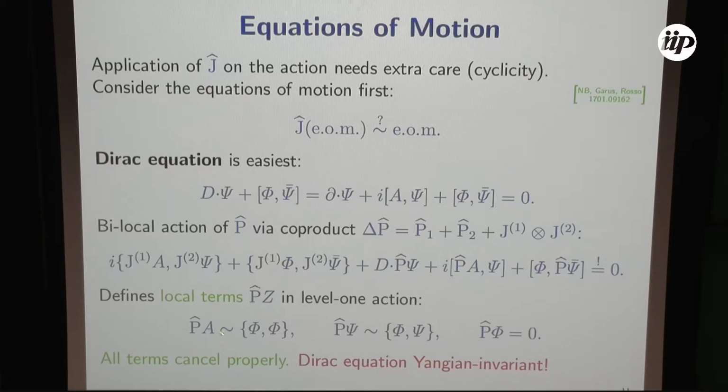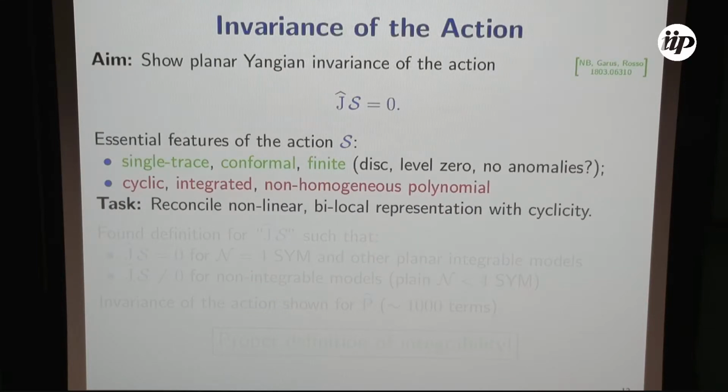So p hat on a gauge field would give you an anticommutator of scalar fields and so on. And if you substitute the right coefficients and the right combinations here, you'll actually get 0. So in that sense, all terms cancel properly, and the Dirac equation is Yangian invariant. Okay, so that gives us some confidence that this theory as a whole is Yangian invariant, and then we wanted to show that the action is invariant.